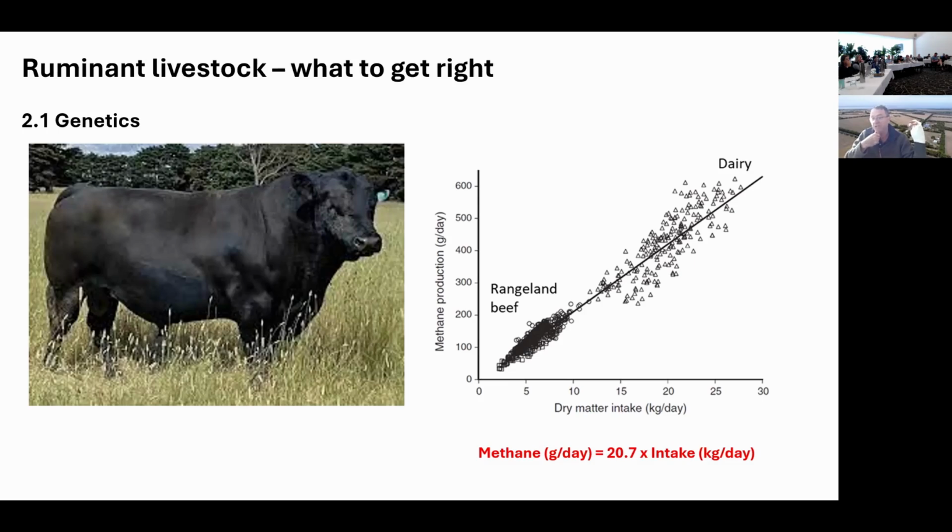But the change is permanent. And they're looking at around about 1% per generation is the improvement that you're making. So, and it's a cumulative permanent one. So if you did that for 10 years, you could be looking at potentially a 10, 15% reduction in the methane that's coming out of your animals as part of that.